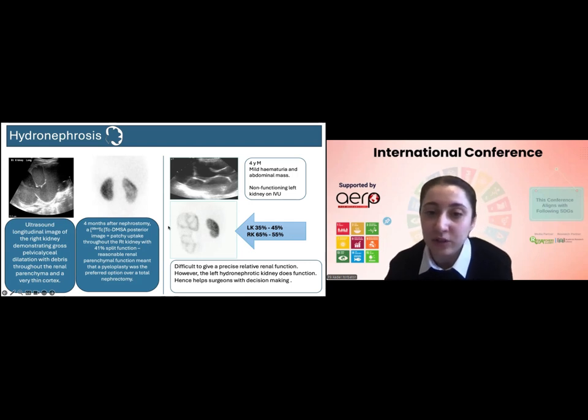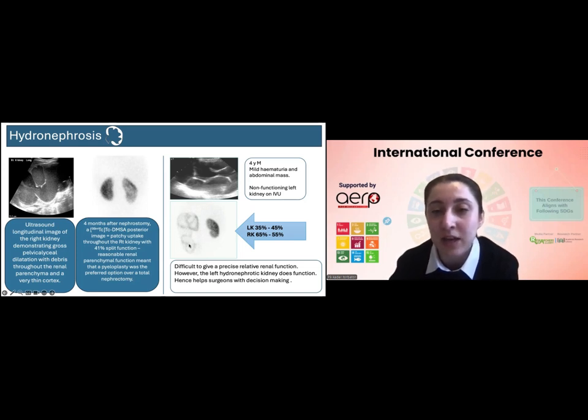And then on the right side again, we have another case of hydronephrosis where the kidney is grossly dilated on ultrasound scan. They went on to have a DMSA scan, which, although it was difficult to give a precise relative renal function, showed that the kidney that is grossly dilated is still functional. There is still good uptake. So this patient also had a nephrostomy tube inserted to help remove fluid from this kidney, and then later on had pyeloplasty instead of removal of the whole kidney.